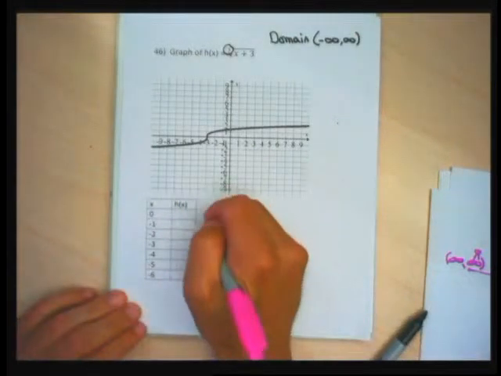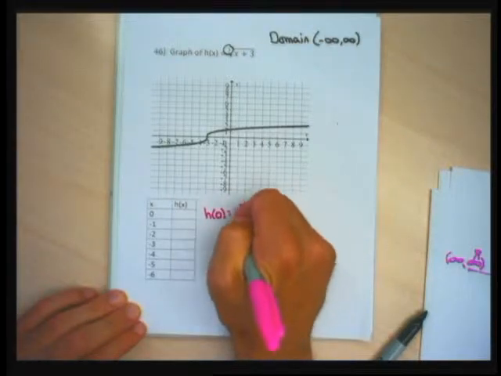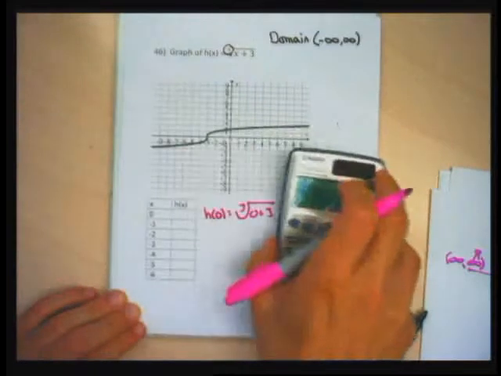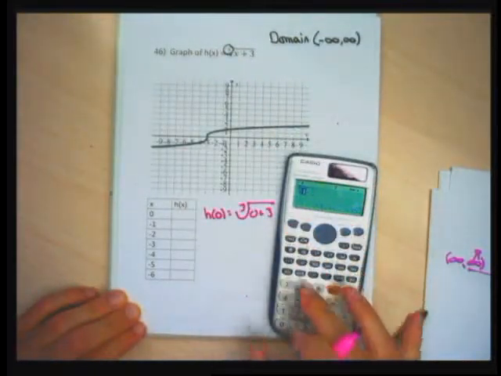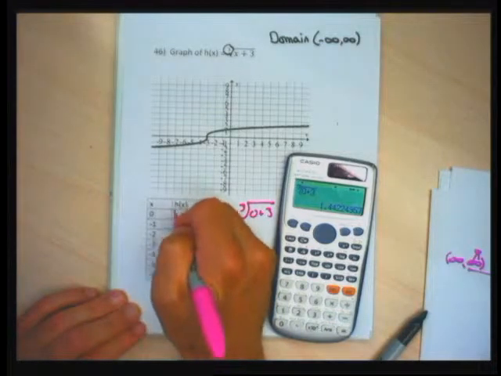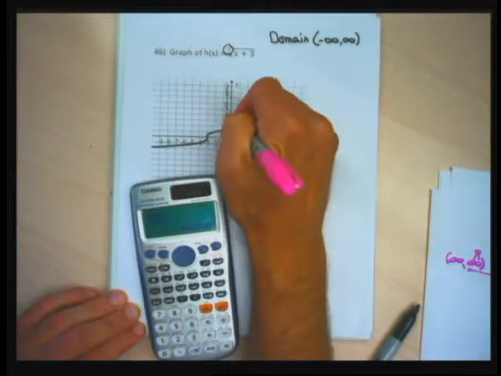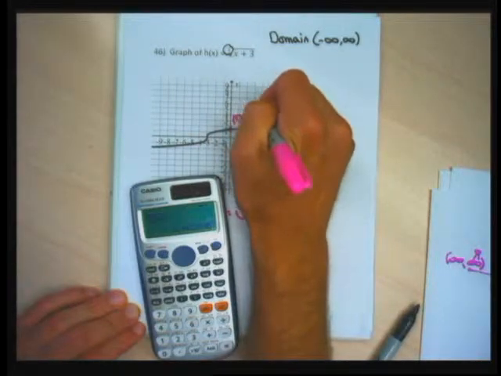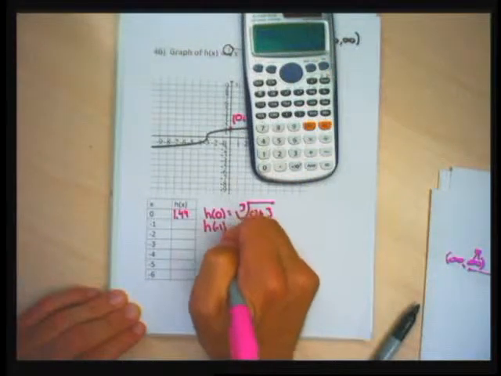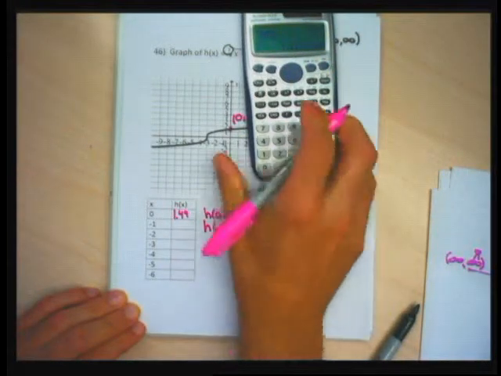I'm going to go ahead and fill in my table. First thing I want to do is h of 0, which is the cube root of 0 plus 3. So shift cube root 0 plus 3. That's 1.44. On my graph, that's this point right here. That's the point 0, 1.44. And then I'm going to do h of negative 1 equals the cube root of negative 1 plus 3.